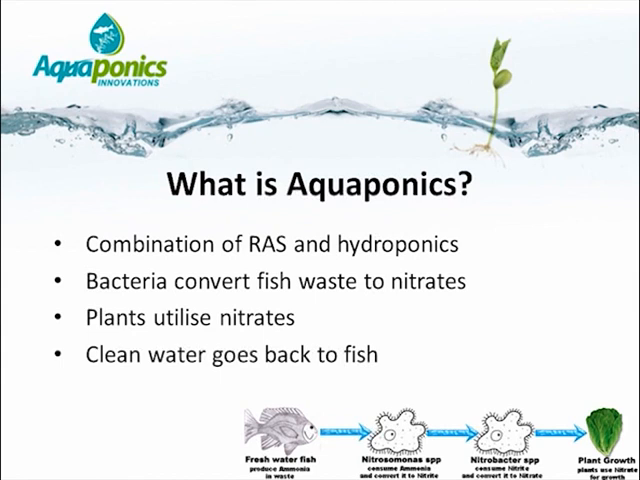In this way, it is possible to have an aquaponic system where there is zero waste. Neither nutrients nor water are dumped from the system.